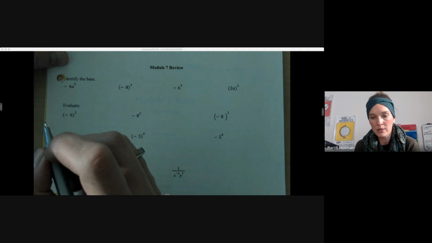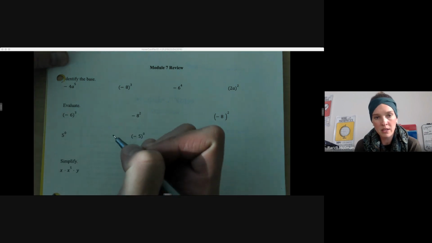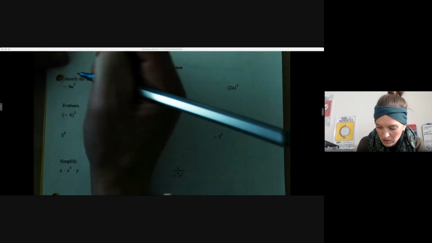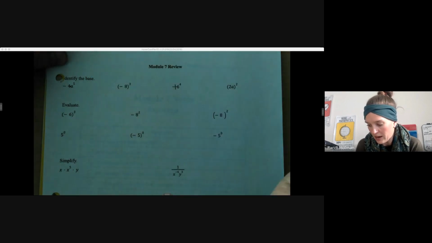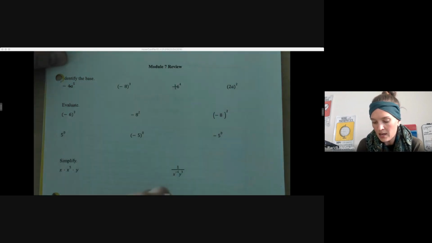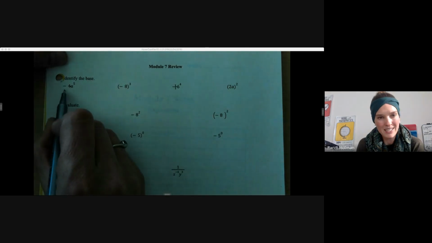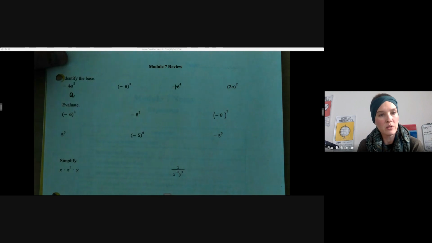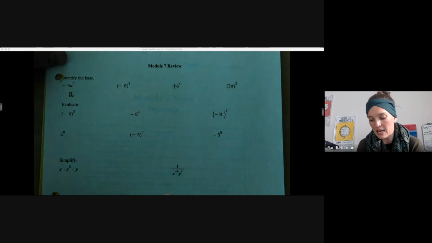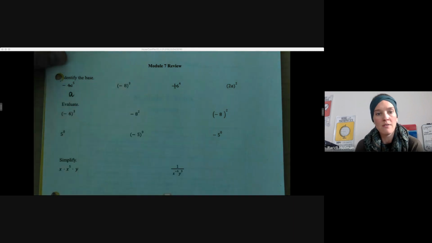So the base is what are we taking the exponent? This is where I would really encourage you to write in multiplication symbols and things like ones. Okay, so here, this is -4 times a to the 5th. So our base is just a. So if I was going to write that out in expanded form, it would be -4 times a times a times a times a times a. 5 factors of a. Not 5 factors of -4, that's multiplied after the fact.